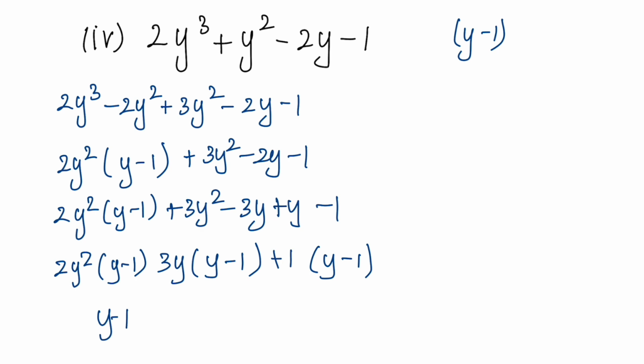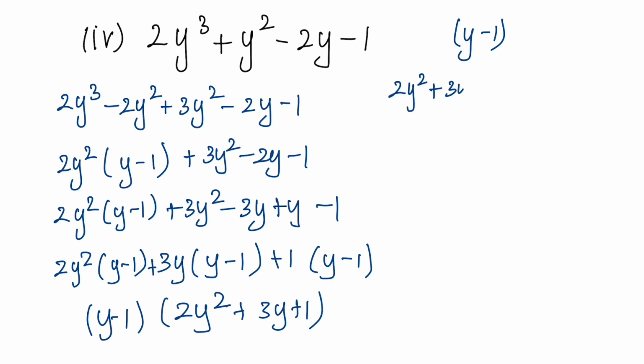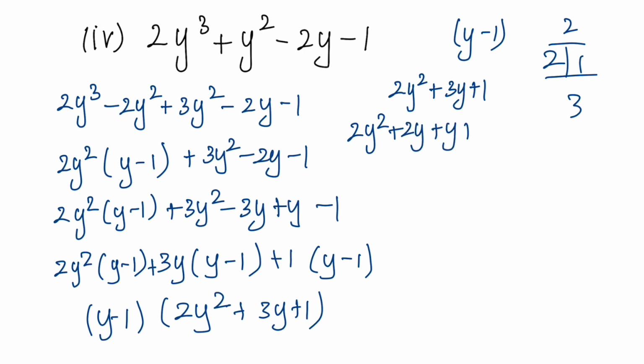Now if you take y minus 1 as a common factor from the entire polynomial, that gives you 2y squared plus 3y plus 1. Okay, now you just have a quadratic polynomial to worry about. 2y squared plus 3y plus 1, and that should be a piece of cake for you. Splitting the middle term method, so the product should be 2 and the sum should be 3, so it's just 2 and 1. So you can write 2y squared plus 2y plus y plus 1.